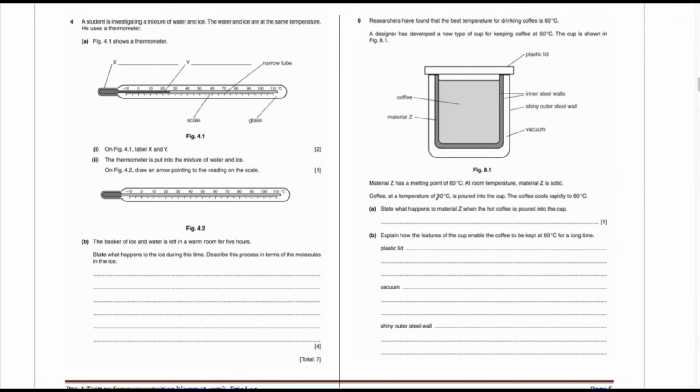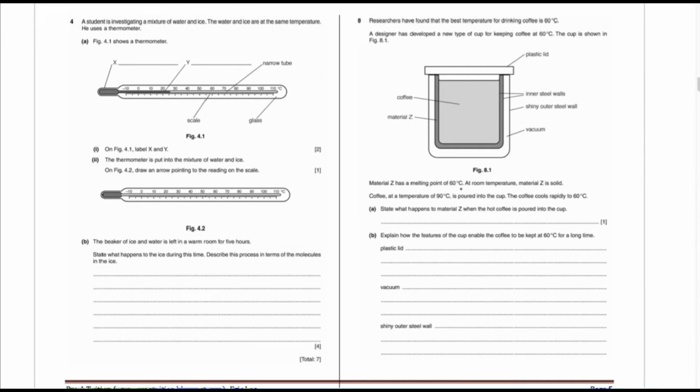So this is kind of normal, when you make coffee, you put boiling water and the coffee has a very high temperature initially. Sir, I have a question. When they say material Z has a melting point of 60 degrees Celsius, okay, if they put a very very hot coffee, let's say 80 degrees Celsius, so the material Z can melt. Yeah, it melts. Okay. You put 90 degrees Celsius coffee, of course it melts.